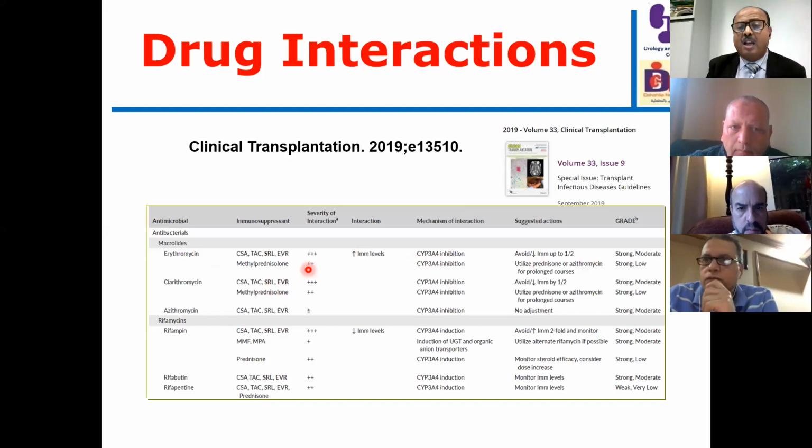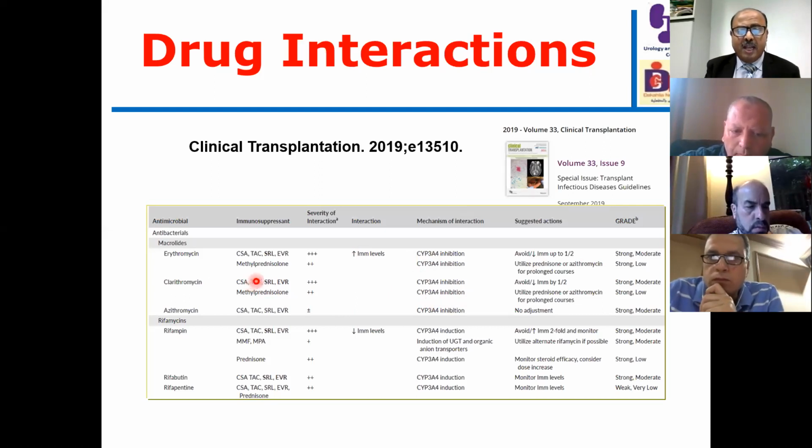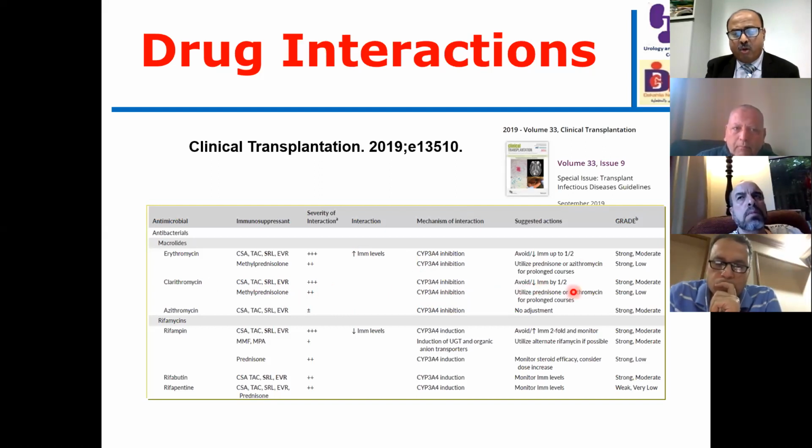Another drug is clarithromycin. Again, it is an inhibitor of the cytochrome system with significant interactions with calcineurin inhibitors and with mTOR inhibitors, and moderate interactions with methylprednisolone, inhibiting their metabolism, increasing their effect and level. This is why it is better to avoid this combination or to reduce immune suppressive drugs to 1/2. And as you see, this is the grade of recommendation, strong based on moderate evidence.